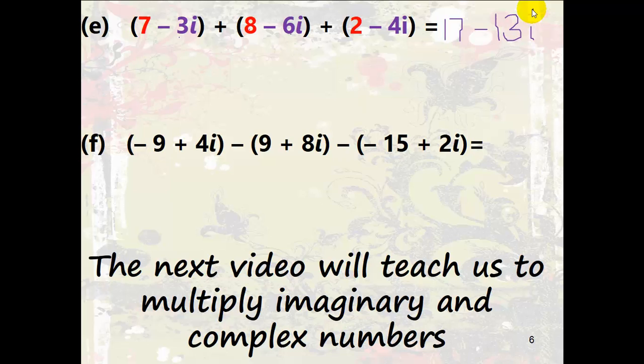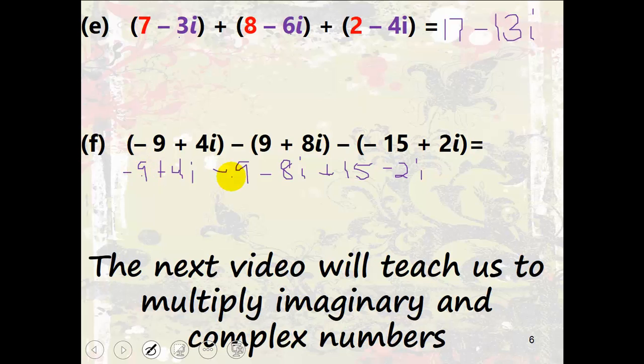I'm going to distribute first. My first term stays as it is. My second term, I distribute. My third term, I distribute. Negative 9 minus 9 is negative 18, plus 15 is negative 3. And then 4i minus 8i is negative 4i, minus 2 is negative 6i.